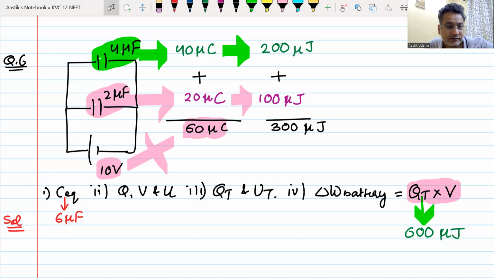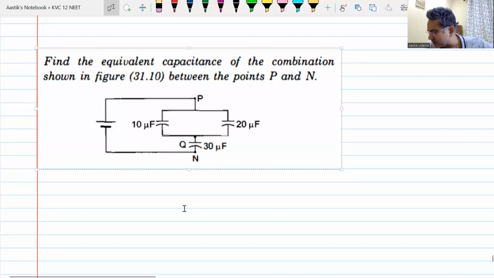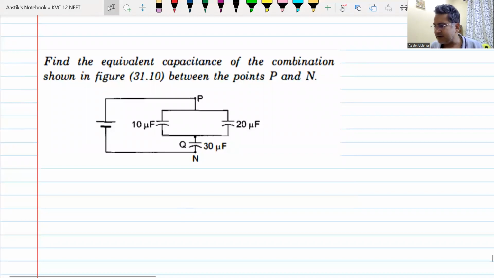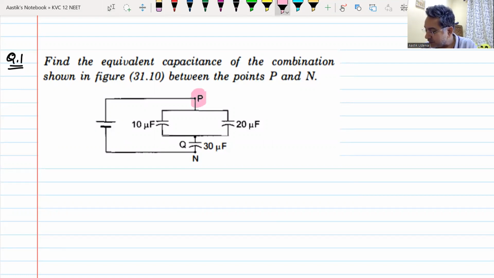We'll have to find out the equivalent capacitance. So we will concentrate on the questions where we have to find out the equivalent capacitance between 2 points. Now, how do we find out the equivalent capacitance? This is a question taken from a very famous book, S.C. Verma. Here we have to find out the equivalent capacitance between point P and N. You can see this is the point P and this is the point N.